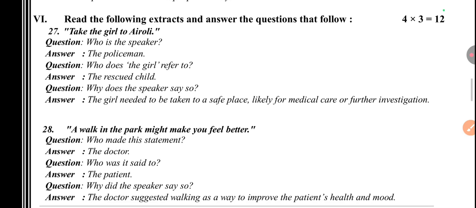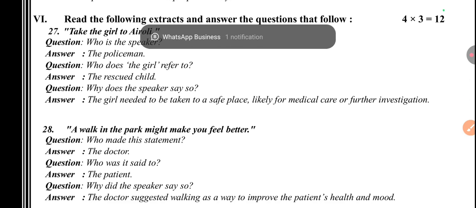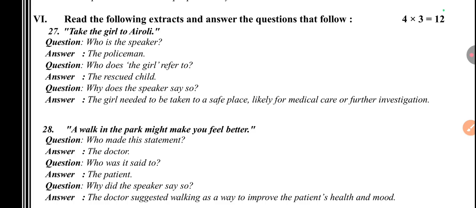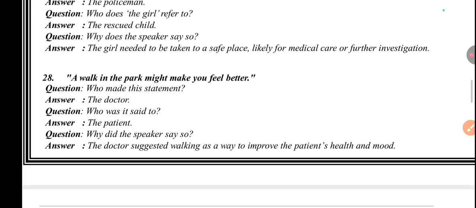Question main number 6. Read the following extract and answer the questions that follow, each carrying 3 marks. Total 4 questions are there for 12 marks. 27th. Take the girl to Aroli. Question. Who is the speaker? The policeman. Who does the girl refer to? The rescued child. Why does the speaker say so? The girl needed to be taken to a safe place, likely for medical care or further investigation.